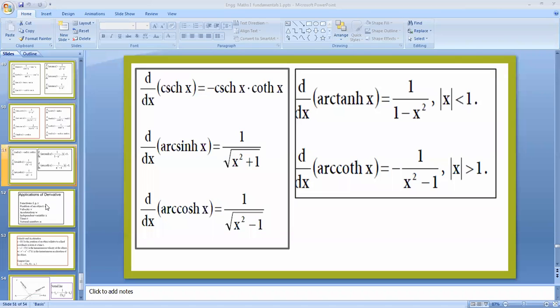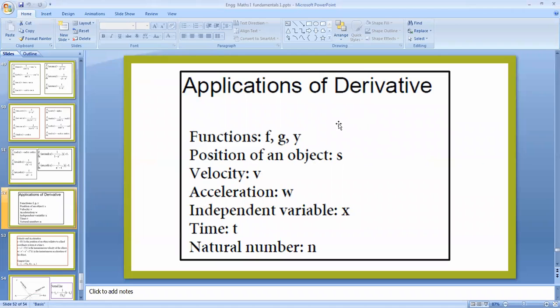Okay, so next, the application of differentiation. The functions are f, g and y. Velocity is v, acceleration is w, and the independent variable is x.